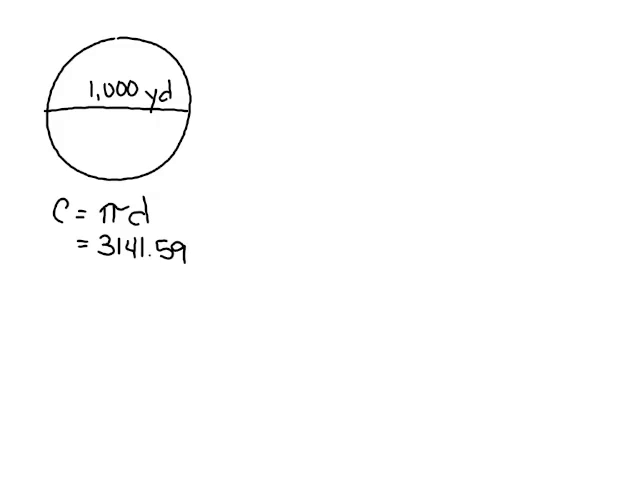Okay, so there's the circumference of the lake, and it says Robert jogs how far? 3 times around. 9,424.77 yards. Okay, that's how far he ran.